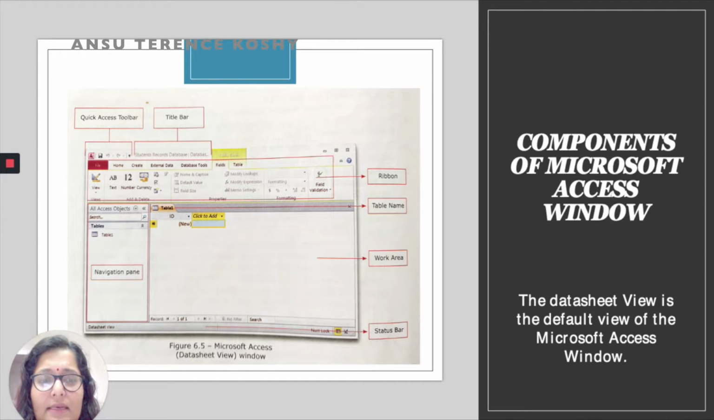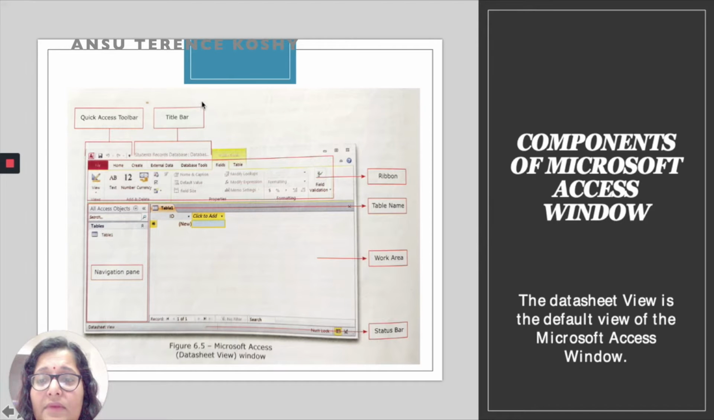Please understand that the default view in a Microsoft Access window will always be the datasheet view. Now, here there are a few things that are marked for you. If you look here and follow my cursor movements, the quick access toolbar is here. If you look closely, you can see undo, redo, and save buttons are put in the quick access toolbar.